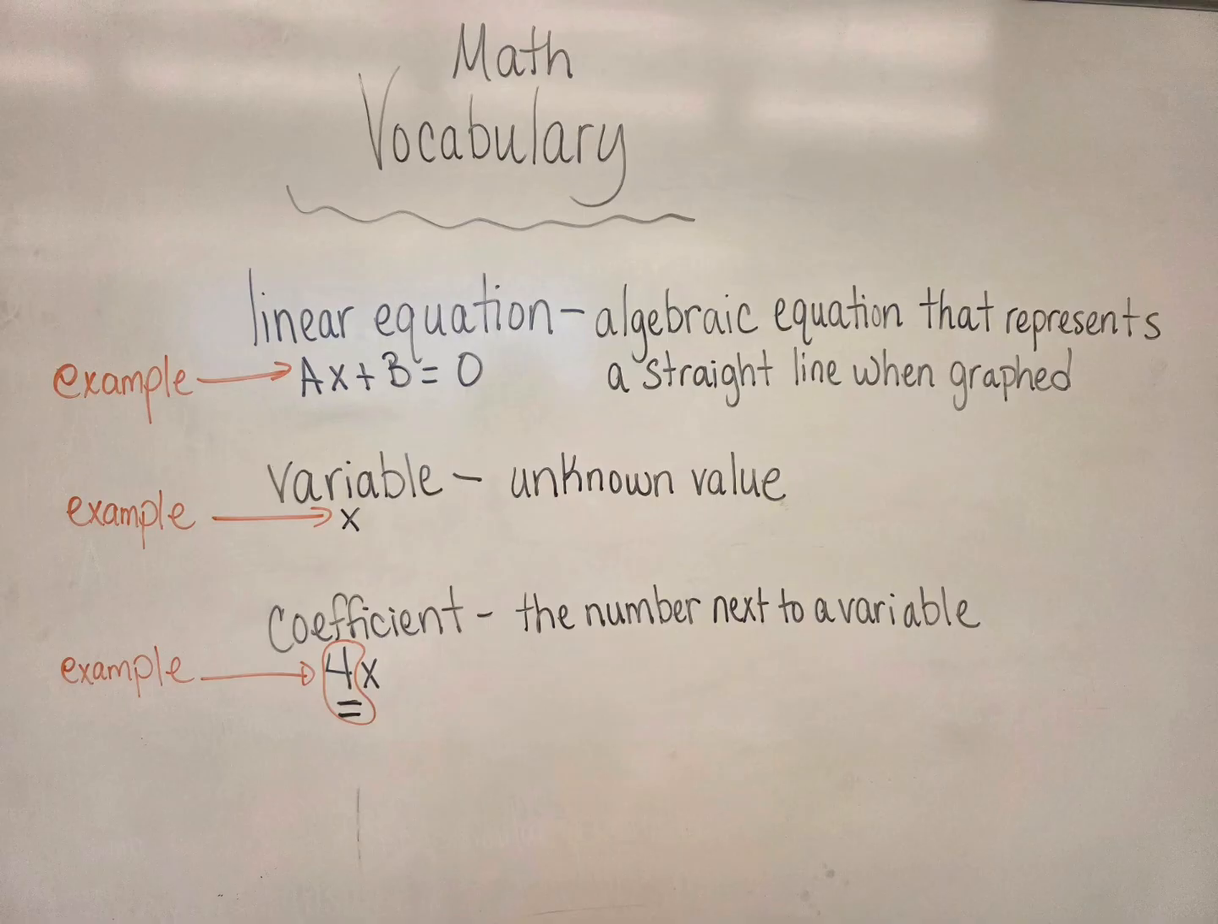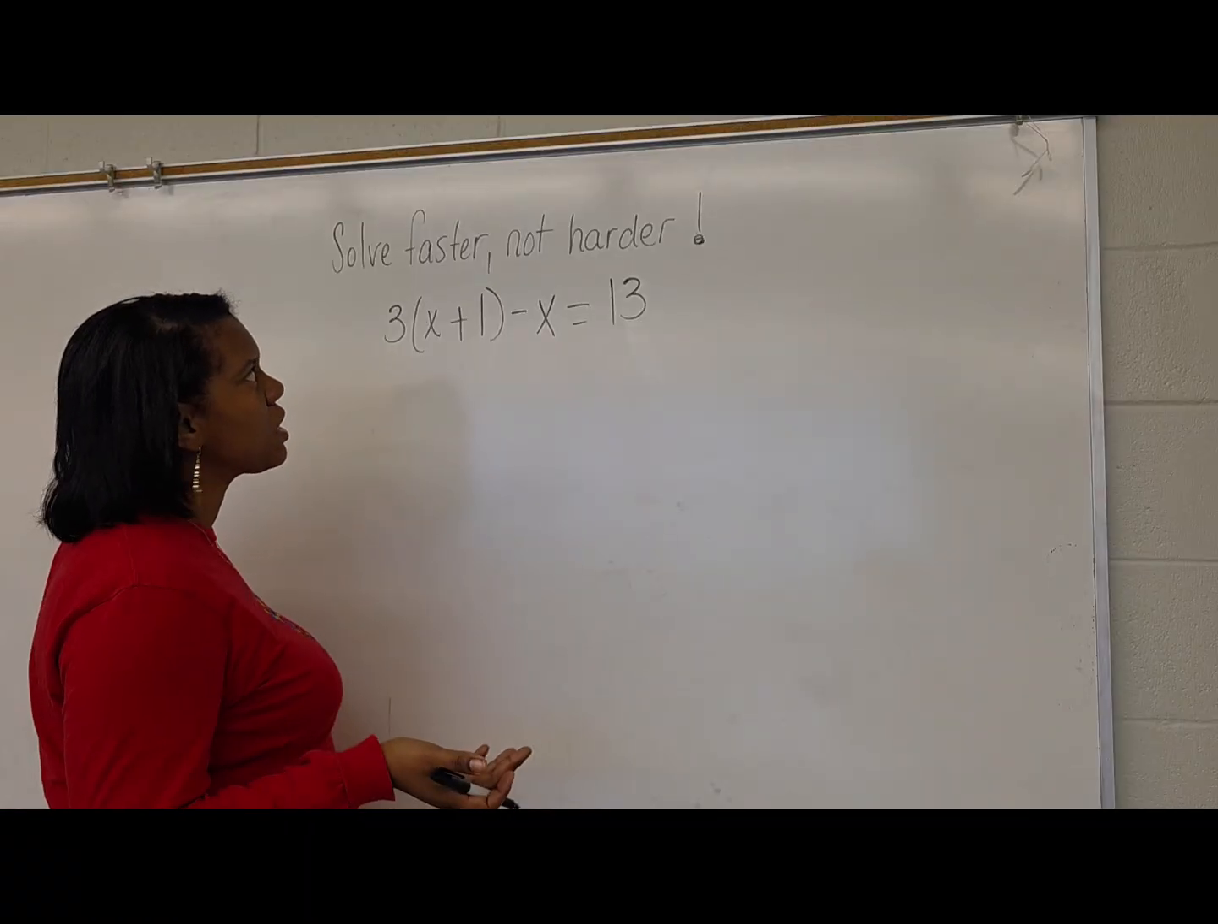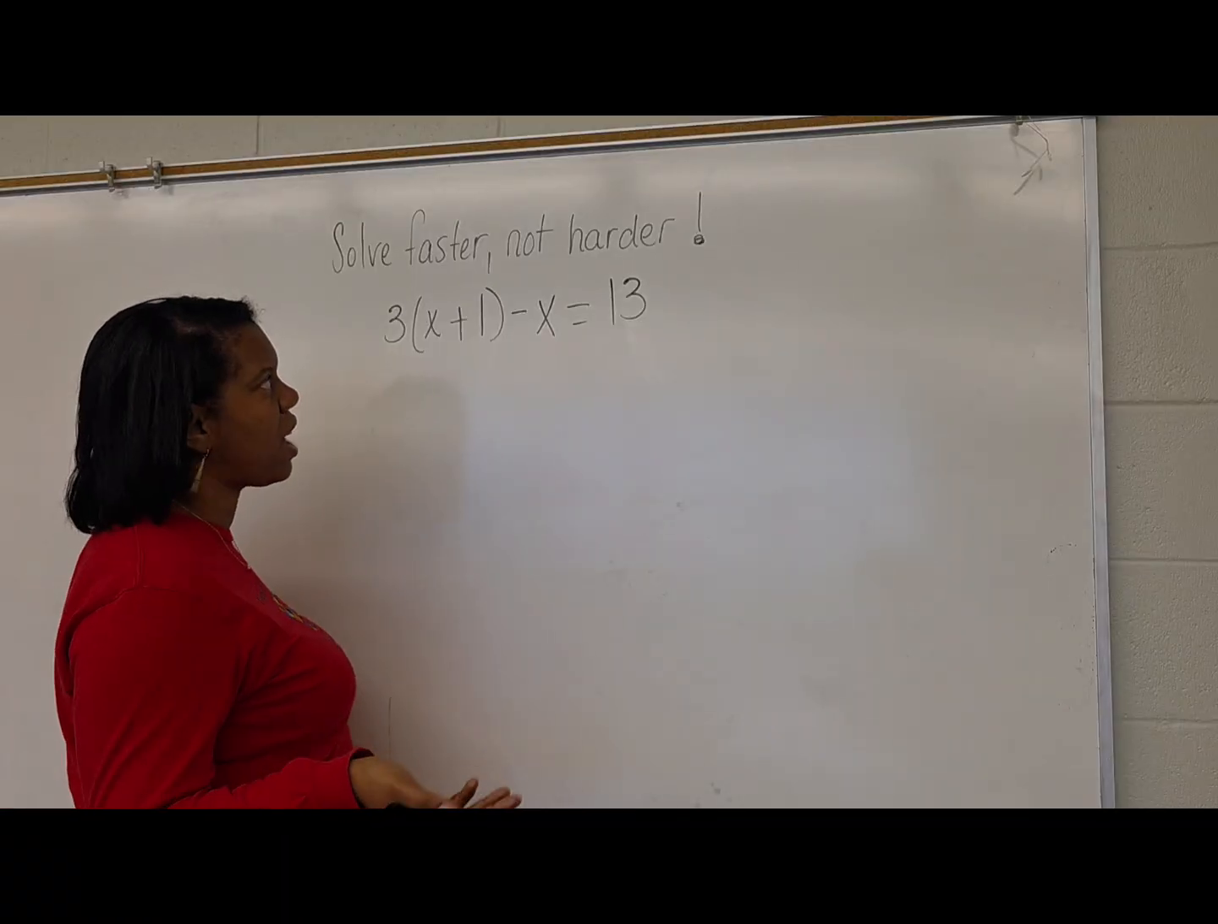Variable. A variable is an unknown value. The example, x. A variable is any unknown value, and most times it's categorized as a letter of the alphabet, A, B, C, so forth. Last, we have coefficient, the number next to a variable. We see 4x. 4 will be your coefficient, while x will be your variable. Our focus for today is solve faster, not harder.